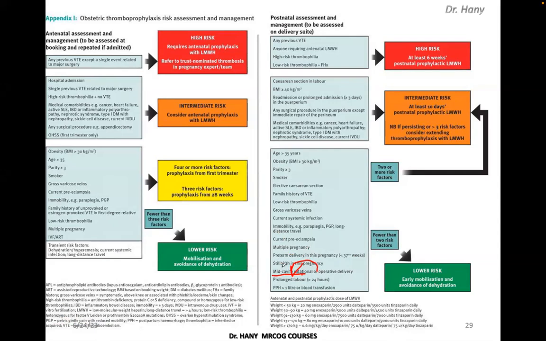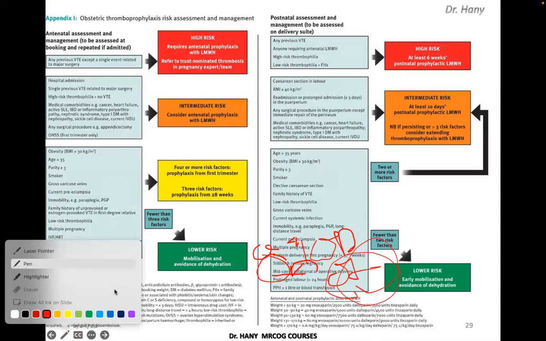Okay? Yes, sir. So if it is mid-cavitary, means 0 or +1, or occipital posterior or occipital transverse, operative rotation, this will be a difficult forceps. So need to score 1.